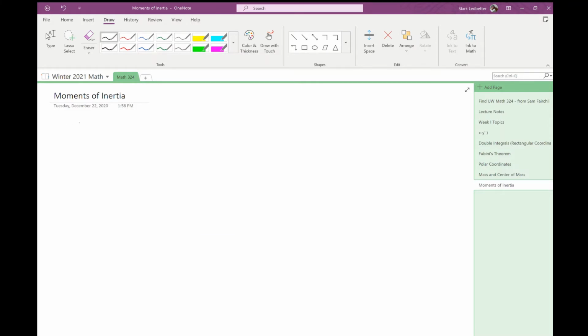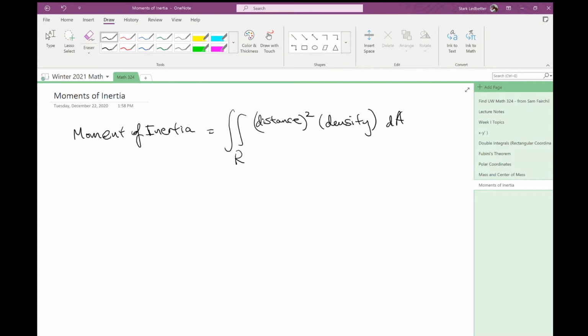All right, so in general, your moment of inertia, I'll just write this in words first. So moment of inertia is going to be the integral over your region of distance squared of each point times the density, and then dA. Okay, so what does that mean?